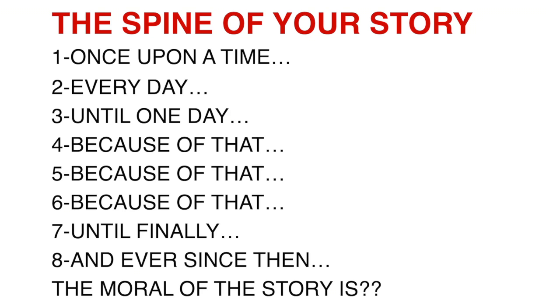And the way this works is you have first, your first beat, once upon a time, then every day, until one day, because of that, because of that, because of that, until finally, and ever since then. And then the moral of the story is. So let me explain how this works. You fill this in with the different beats of your story using the 3-act story structure.